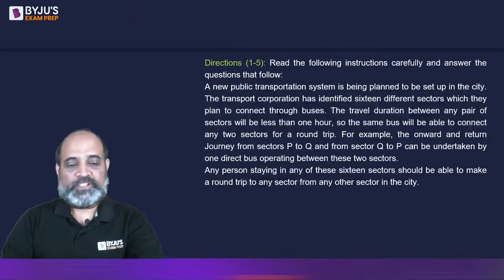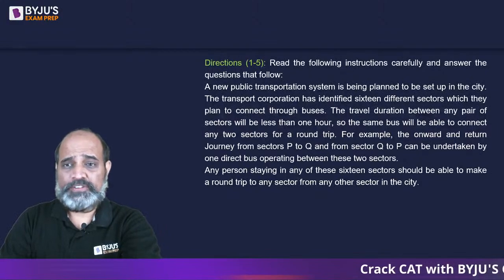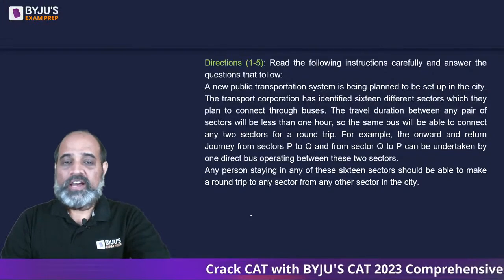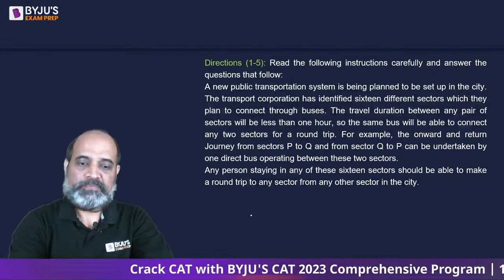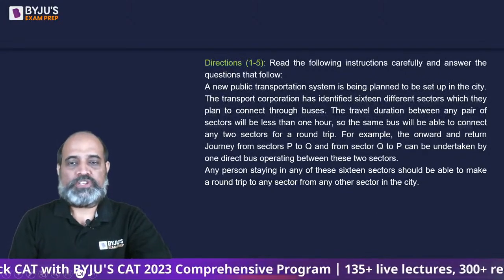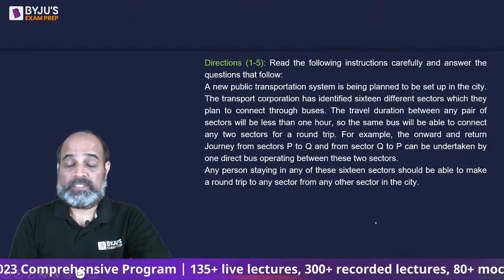So let's start with our first set for today. The set says, read the following instructions carefully and answer the questions that follow. A new public transport system is being planned to be set up in the city. The Transport Corporation has identified 16 different sectors which they plan to connect through buses.